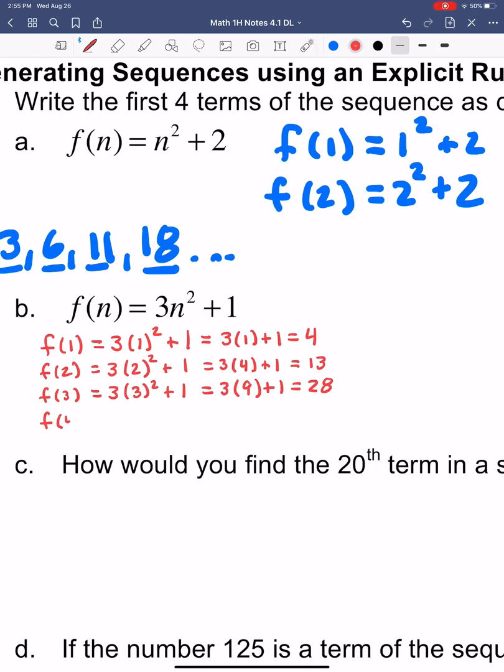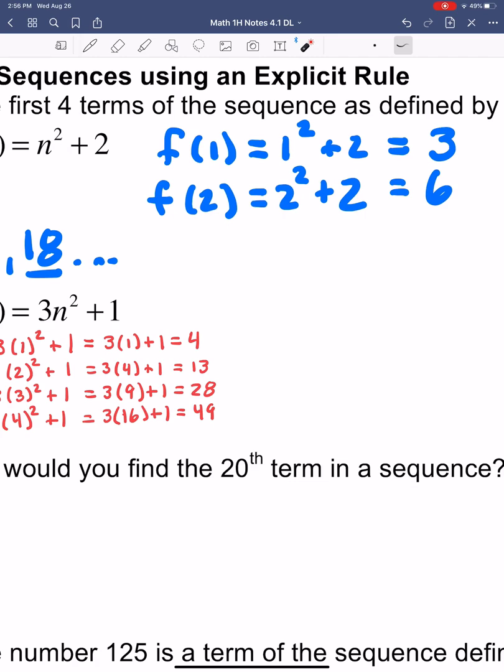And then f of 4, that's going to be 3 times 4 squared plus 1, which is 3 times 16 plus 1, which is going to give me a grand total of 49. Okay, and so notice please on these, I'm not multiplying these two numbers together first, so I didn't do 3 times 4 and then square it. I just squared this number first, and then I multiplied by 3, and that's the order that we have to do that in. And so the first 4 terms in this sequence would be 4, 13, 28, and 49.